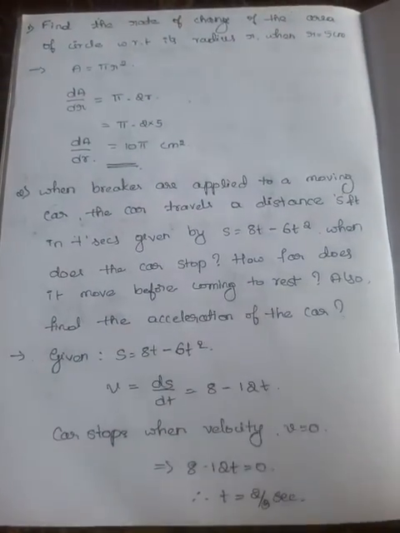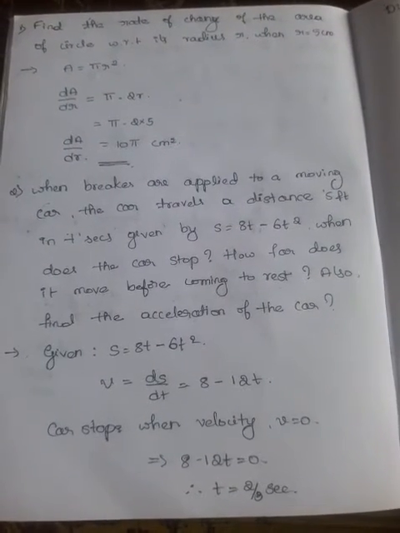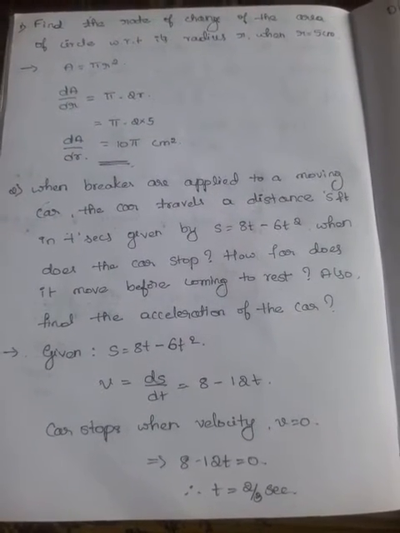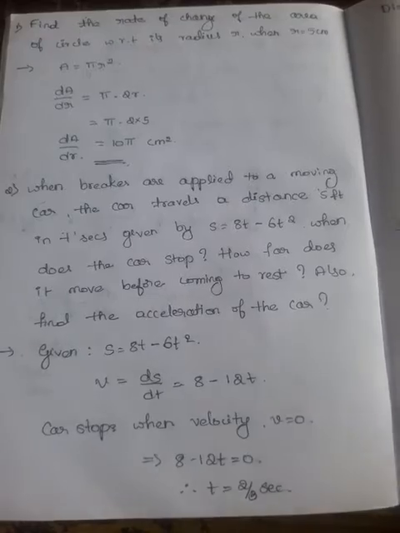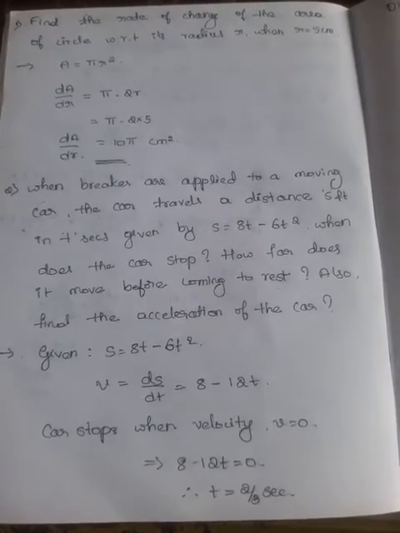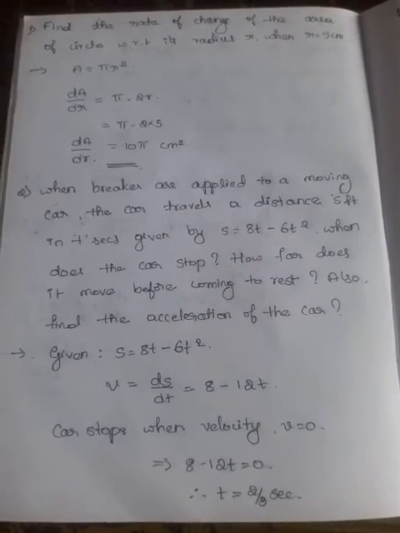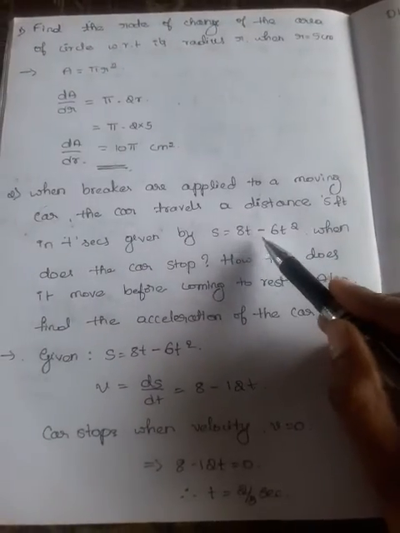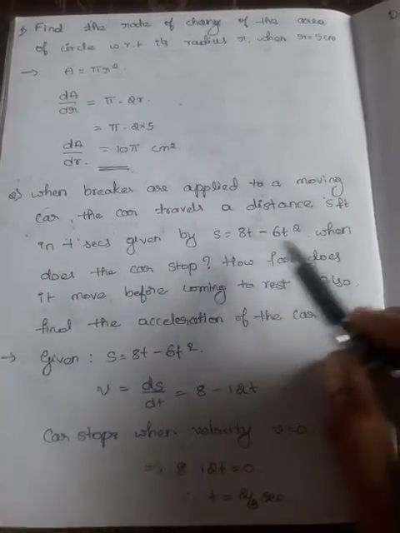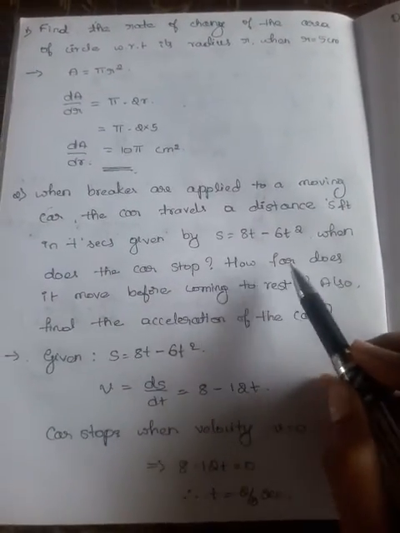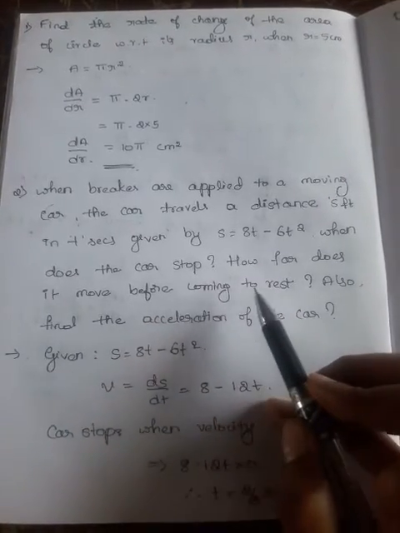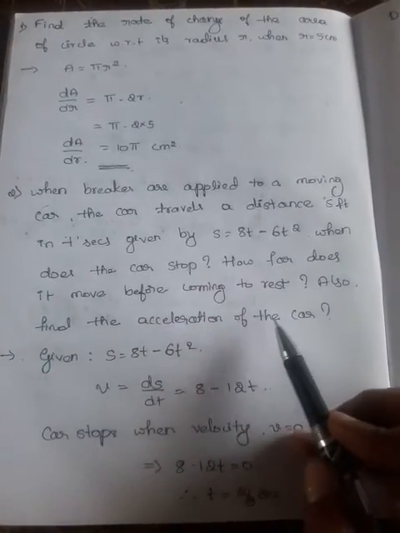Now come to the next problem. When the brakes are applied to a moving car, the car travels a distance s feet in t seconds given by s is equal to 8t minus 6t square. When does the car stop? How far does it move before coming to rest? Also find the acceleration of the car.